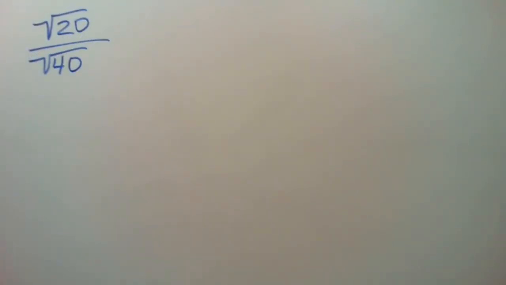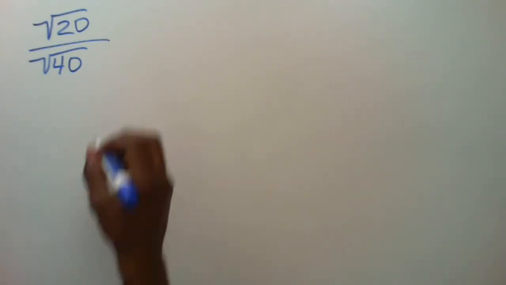Let's try solving the square root of 20 over the square root of 40. This problem is a little bit different because we have a radical in the numerator and a radical in the denominator. We should be able to use the same technique to solve this problem. First, we're going to multiply the numerator and the denominator of this fraction by the denominator, the square root of 40.